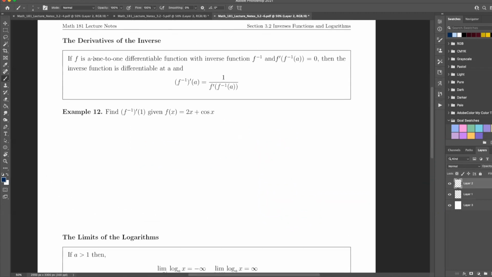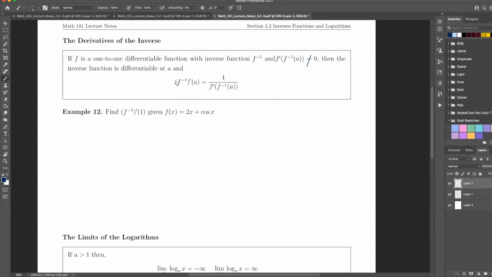All right. So if a function is one-to-one, differentiable, and has an inverse function, we can find the derivative of the inverse at a. f prime of f inverse of a should not equal zero. Sorry, that should have a does not equal. As long as this doesn't equal zero, then the inverse can be found by doing the following.